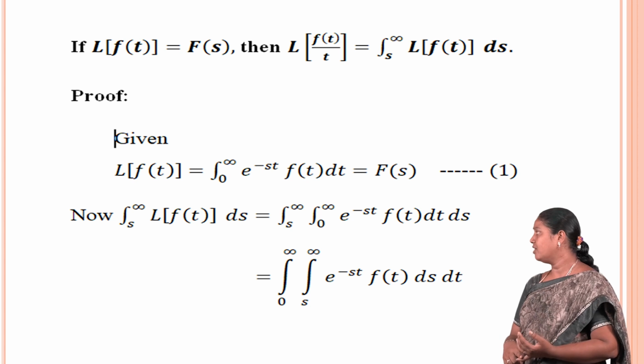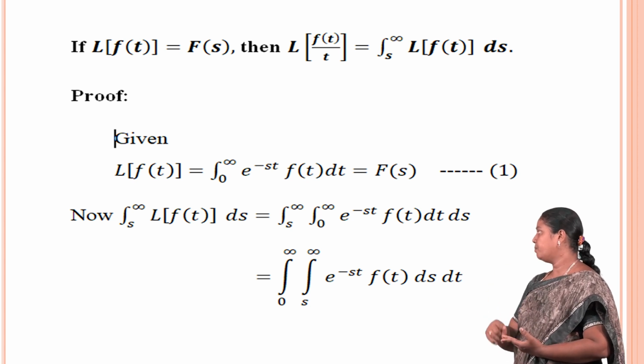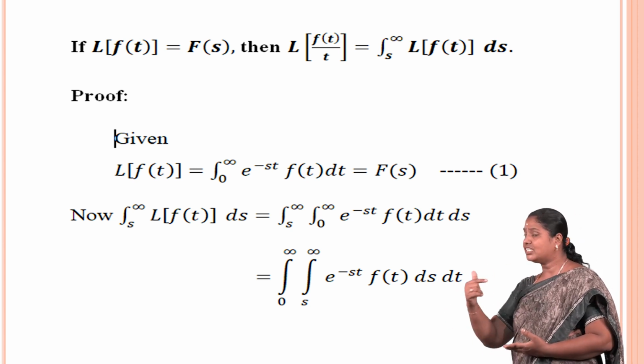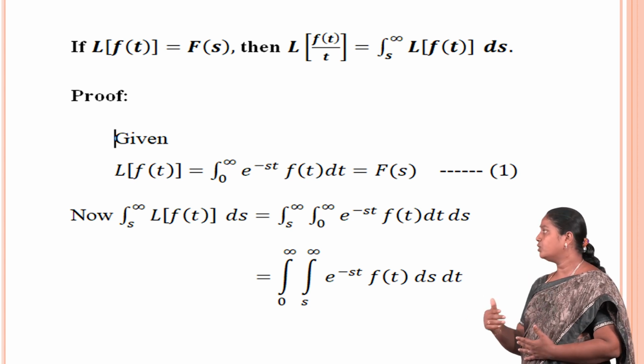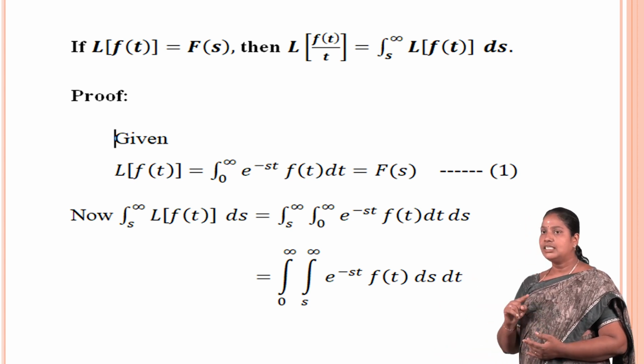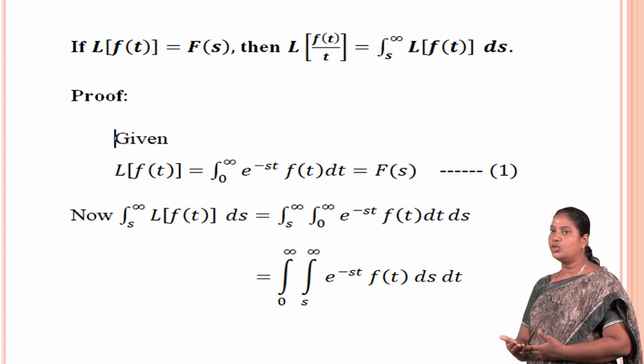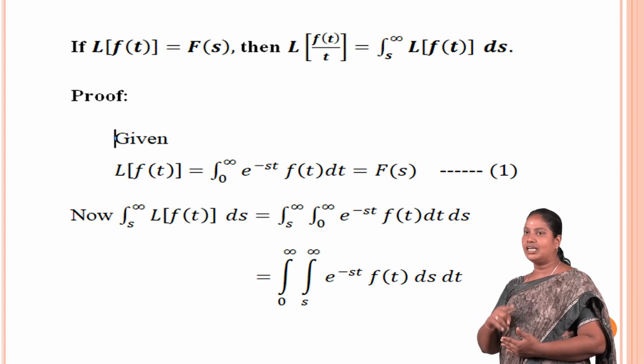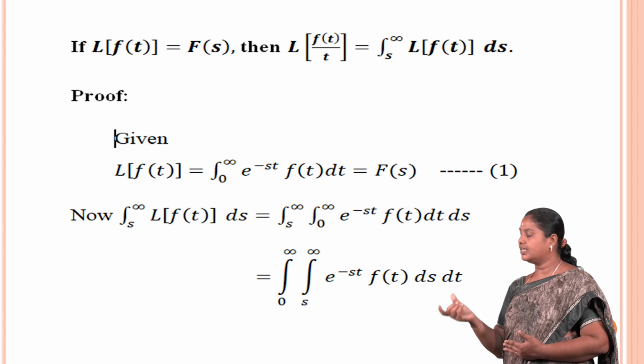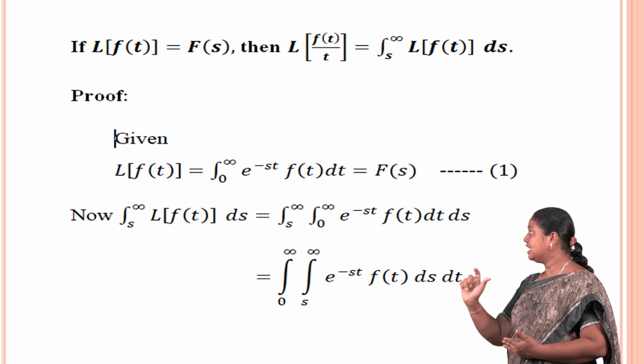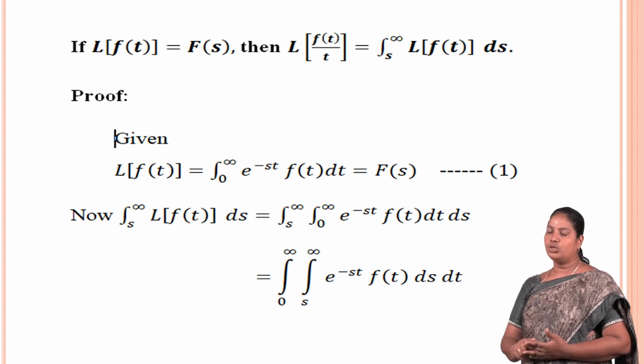In the beginning we have seen multiplication by t. Now we are going to see division by t. If L of f(t) equals capital F(s), then L of f(t) by t is equal to integral s to infinity of F(s) ds. That is, L of f(t) is nothing but capital F(s). So now we will go to the proof.